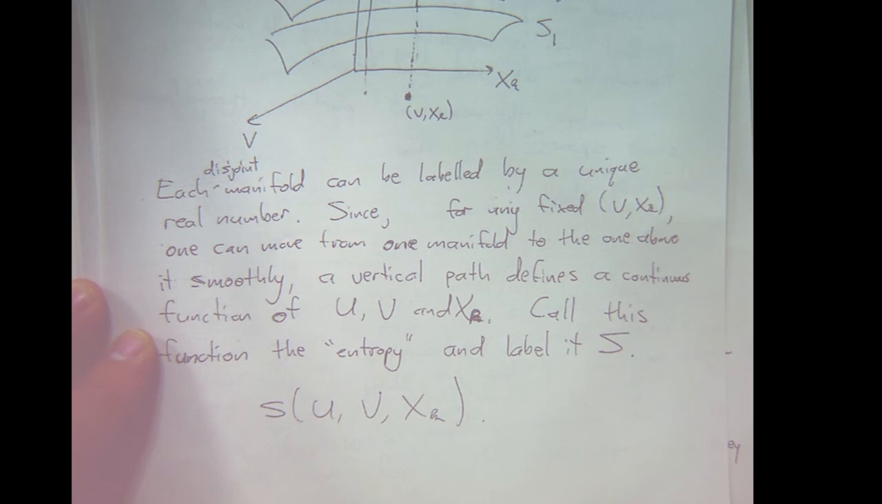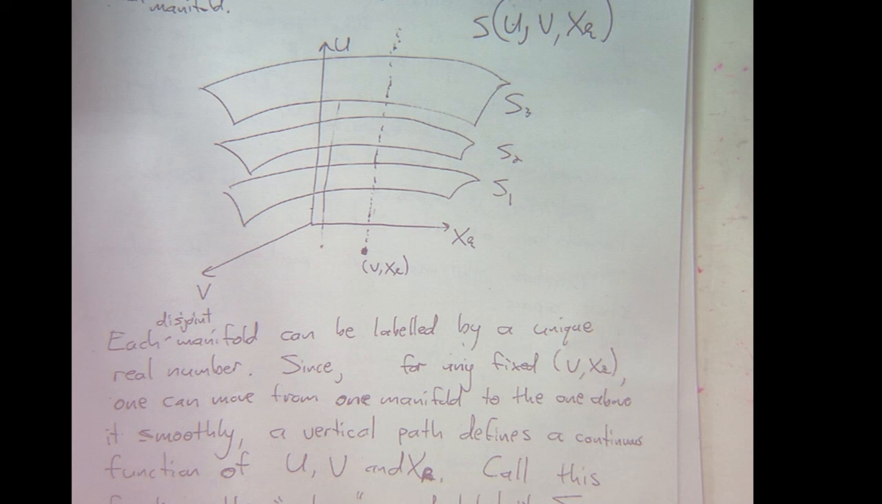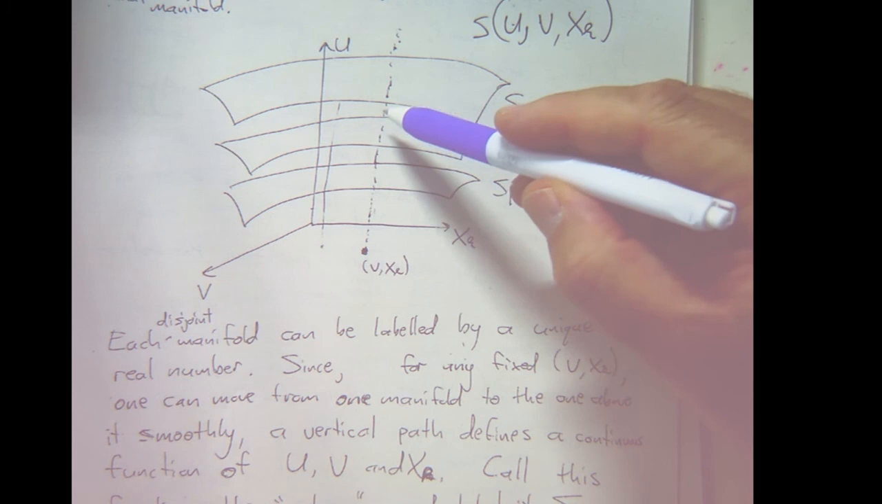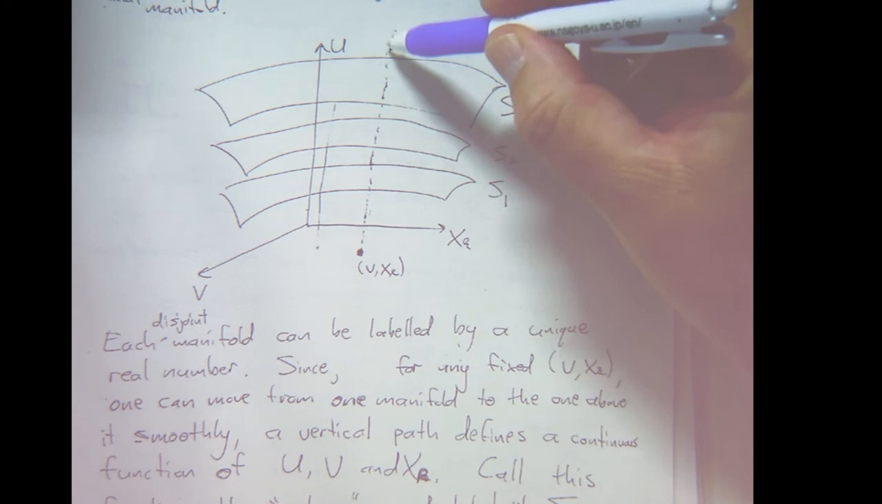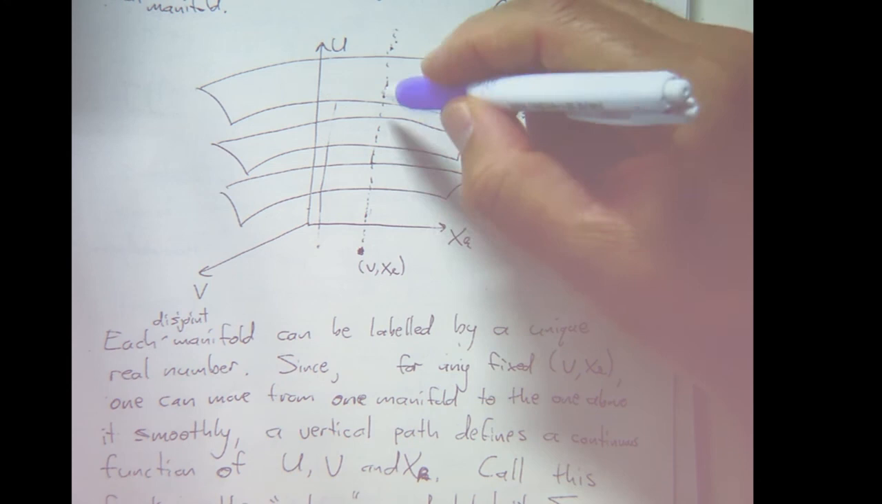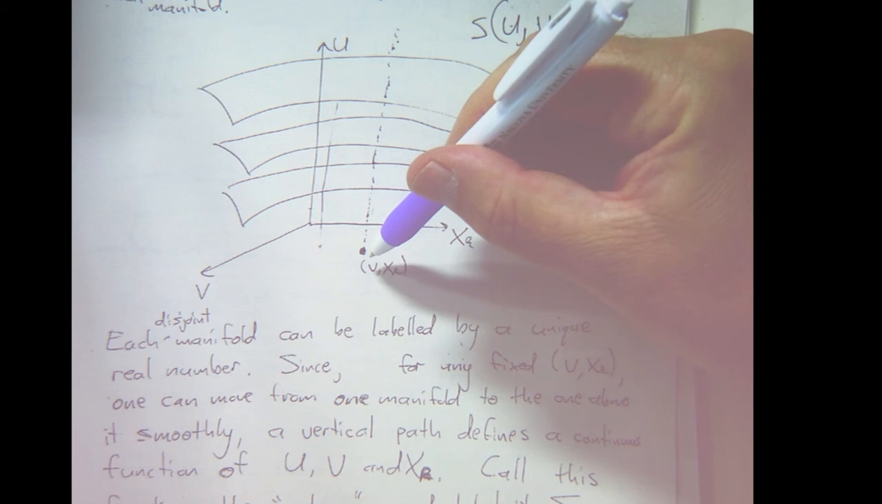Professor, if the manifolds were like this, then you would be able to cross them in a vertical manner? If they were vertical? They're not vertical. If they were vertical, then there would be many possible internal energies for the same v and xk. That's not a function. So we're just showing that u is a function.